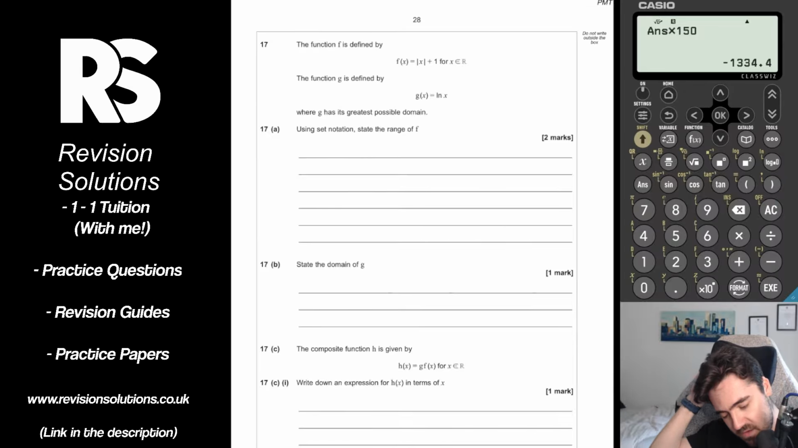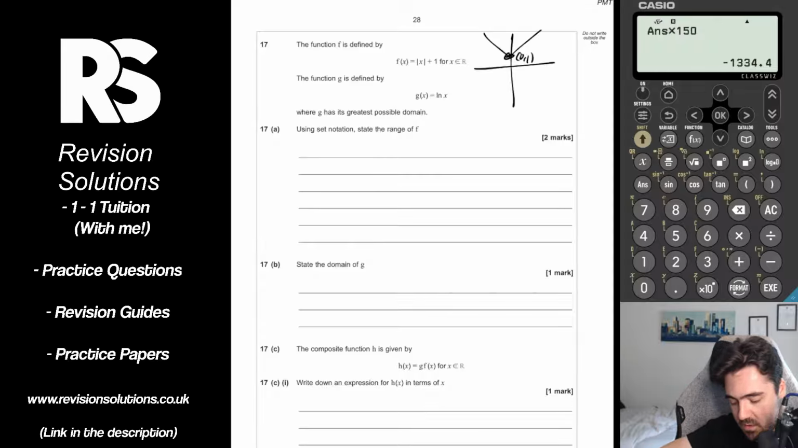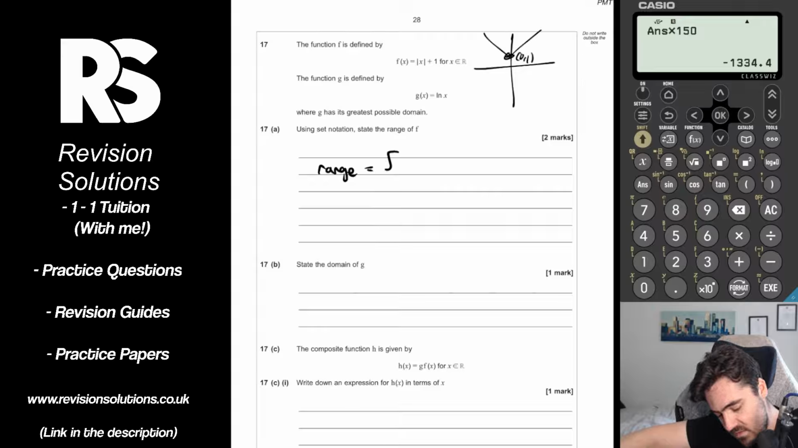So whenever I'm finding a range, I like to just draw a quick sketch. A regular mod x graph is just a V, like y equals x and y equals minus x stuck together, but then it's all shifted up by 1. So this point here would be 0, 1. So the lowest y coordinate we could get would be 1. So the range as a set would be a set of y values such that y is greater than or equal to 1.